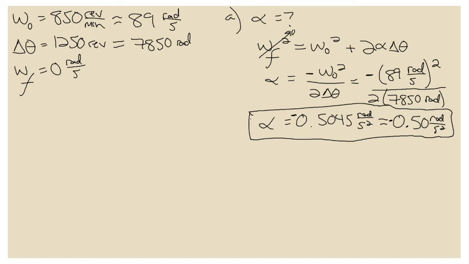And it works the same way here too. If we want an object's angular velocity to decrease, we need an angular acceleration that acts in the opposite direction. And so our angular acceleration here is negative 0.50 radians per second squared.